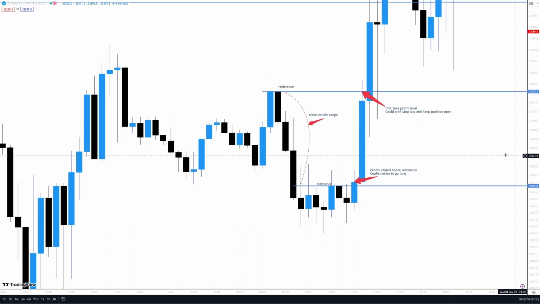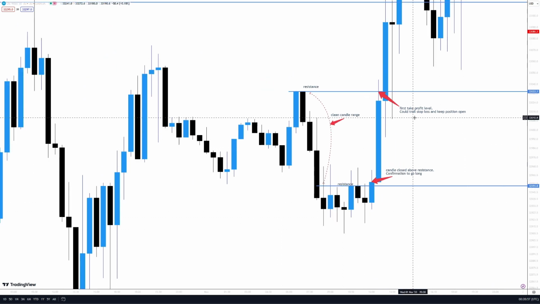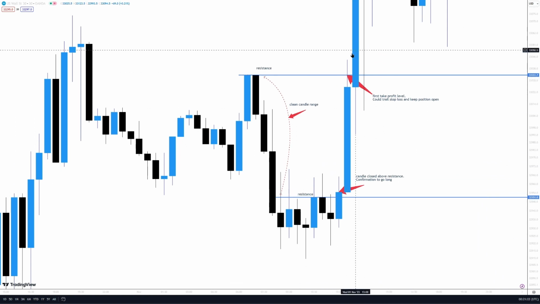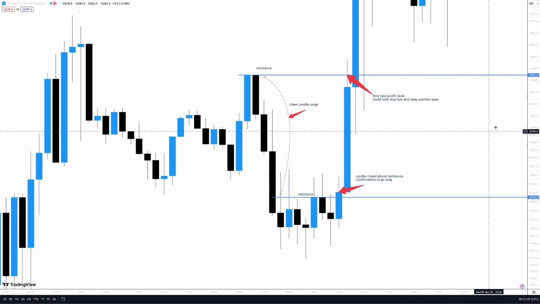You could get a 100 pip move on a regular basis, whereas trading gold and pound yen, yeah, you can trade more lots, but you're not going to get as big of moves consistently like you would on US30.